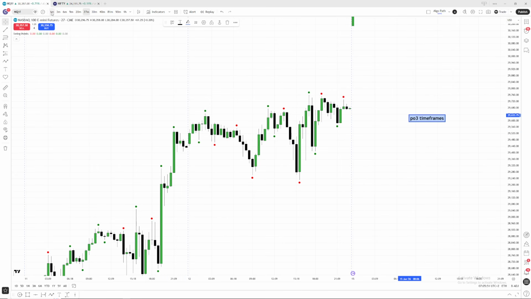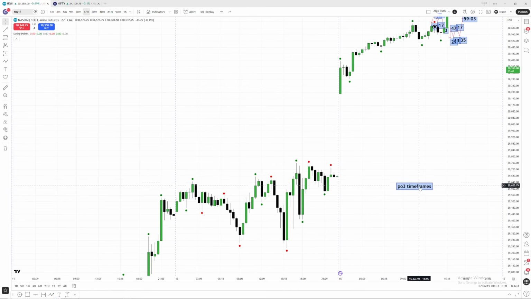So PO3 timeframes are 3 minute, 9, 27, 81, and so on. Now for NQ, I always prefer 27 minute because that gives you enough move if you capture. It gives you enough PDRAs or points of reference to anticipate a trade. Now we are going to club PO3 timeframes plus Algo Path.